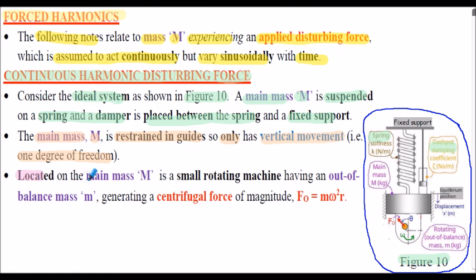Located on the main mass, M, is a small rotating machine considered to have an out of balance mass, lowercase m, and this is generating a centrifugal force of magnitude F0 equals m omega squared r. So for the particular instance shown, the angle theta here is F0.